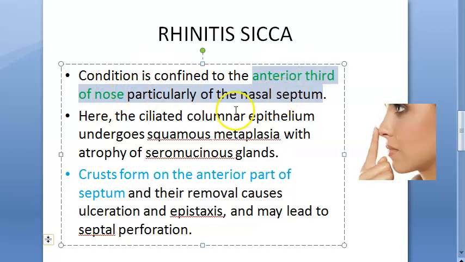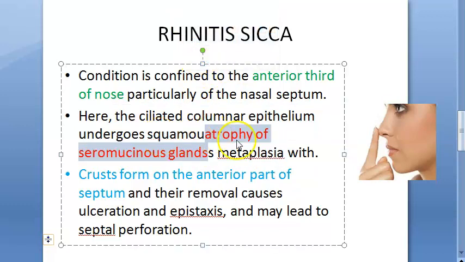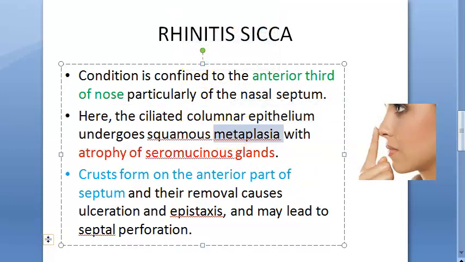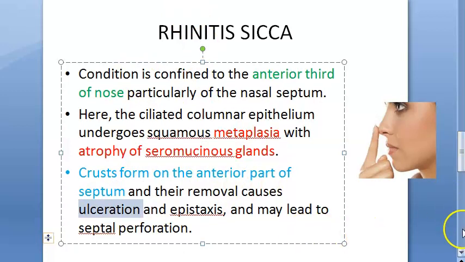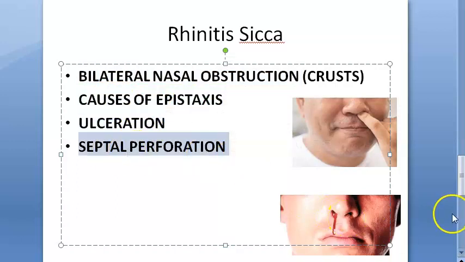Particularly the nasal septum is affected. The ciliated columnar epithelium undergoes squamous metaplasia. Even atrophy of the glands is there. This you should not forget. Atrophy of glands. So metaplasia, don't forget that word. Squamous metaplasia. Then crusts are formed. Yes, crust is an important word. Then ulceration, epistaxis, septal perforation. Clinical features: bilateral nasal obstruction because of crust. Then nose picking can lead to ulceration, epistaxis, septal perforation.